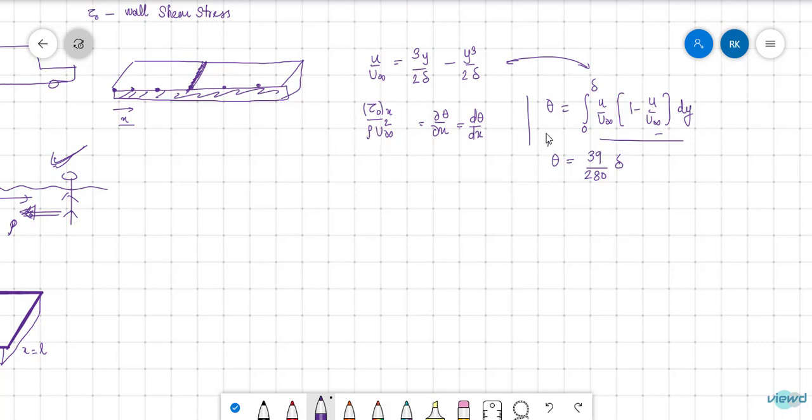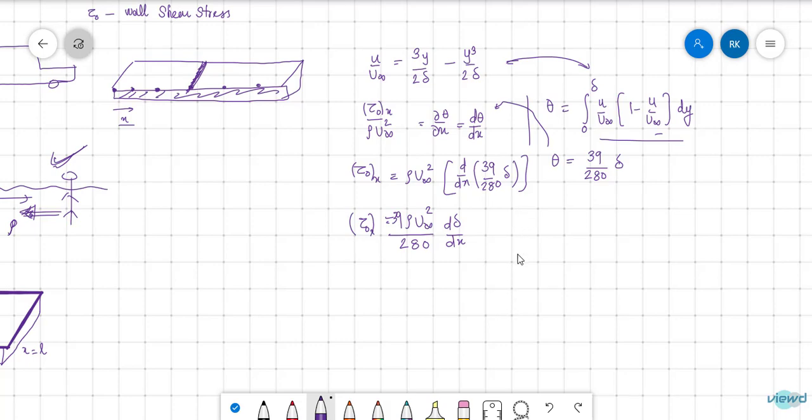If you substitute this theta in this, we will get tau naught x is equal to rho u infinity square into d by dx of 39 by 280 delta. So what do you get? 39 rho u infinity square divided by 280 d delta by dx. So this is tau naught x.